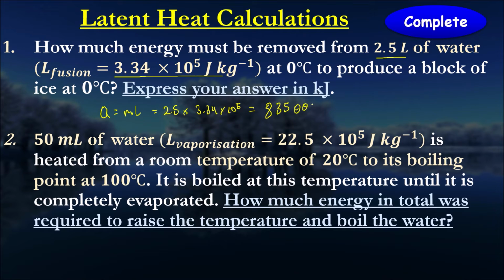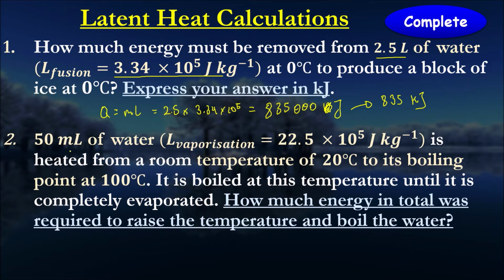And we get our value in joules. If we want to convert this into kilojoules, 1000 joules equals 1 kilojoule, so it will be 835 kilojoules there.